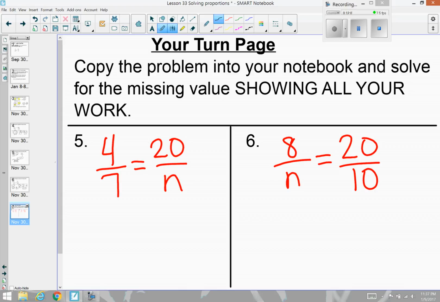For today's Your Turn page, I would like for you to copy these two proportions into your notebook, and I would like for you to solve for the missing value and make sure to show all of your work. Thank you.